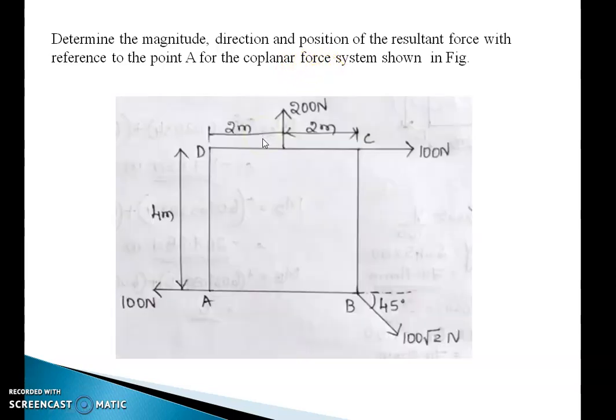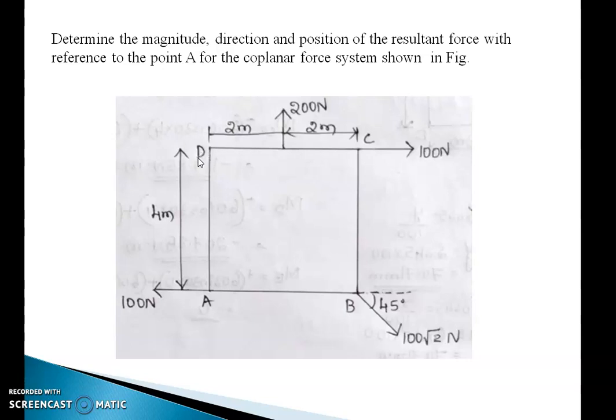This is the coplanar force system shown in the figure. Now A is my moment center. For this particular sketch, I have 1, 2, 3, 4 forces acting on a rectangular lamina, and it has a dimension of AD of 4 meter. Since it's a rectangle, it's 2 plus 2, 4 meter. So entire it will be 4 by 4. It will form a square.